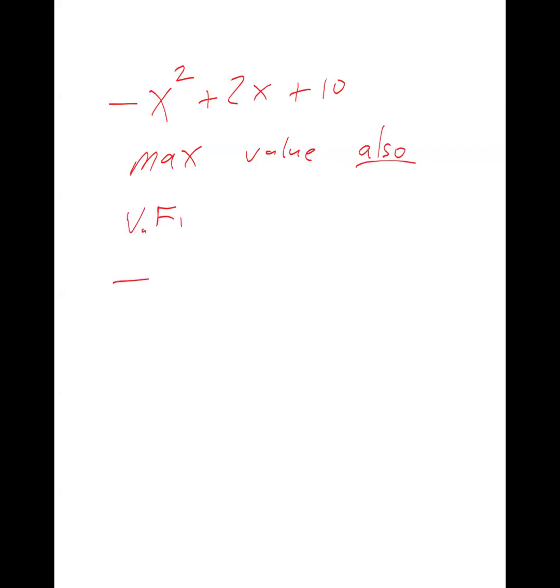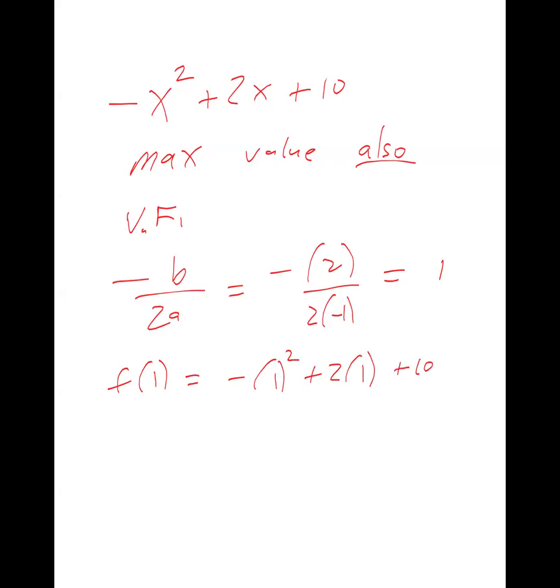So you're just going to do -b over 2a, which equals negative times 2 over 2 times -1. I made it come out to 1 because we get -2 over -2, which is 1. Plug 1 into the formula. So it's -1 squared plus 2 times 1 plus 10. So you get -1 plus 2 plus 10. That's -1 plus 12, which is 11. So the maximum value of that one is 11, which means it's like an 11 out of 10. So keep up the good work and thanks for paying attention with the 11 out of 10 today.